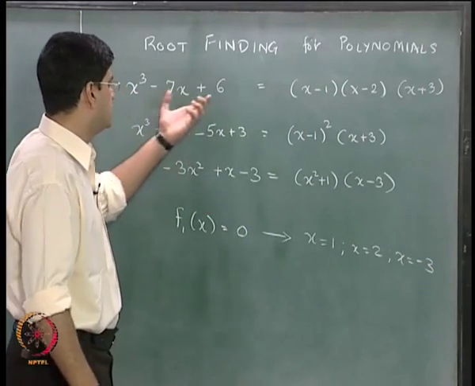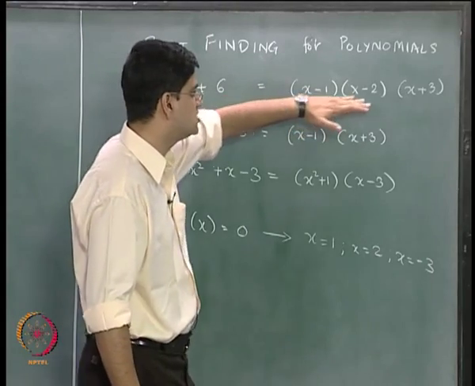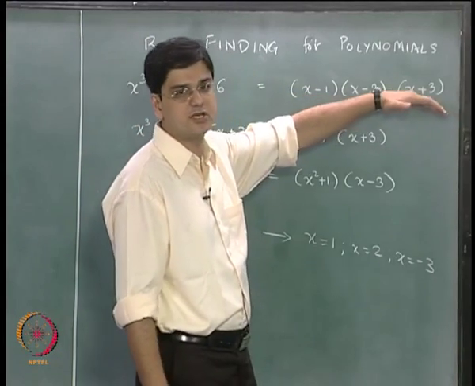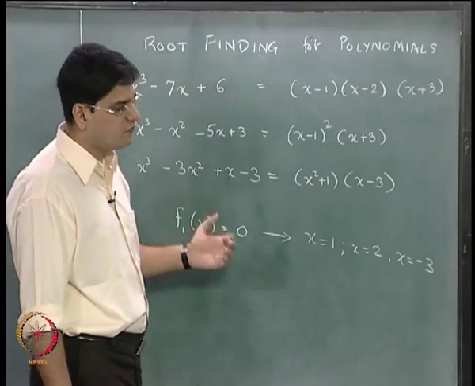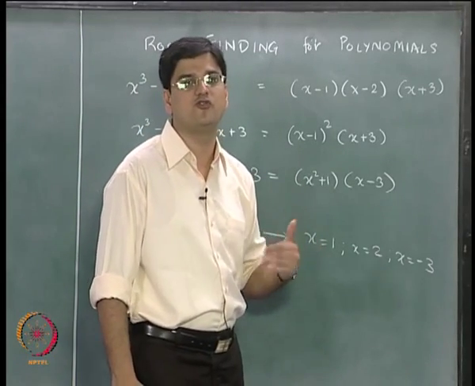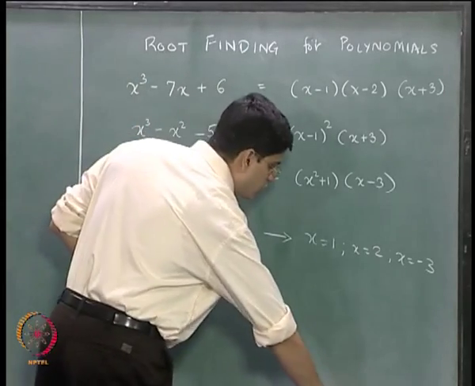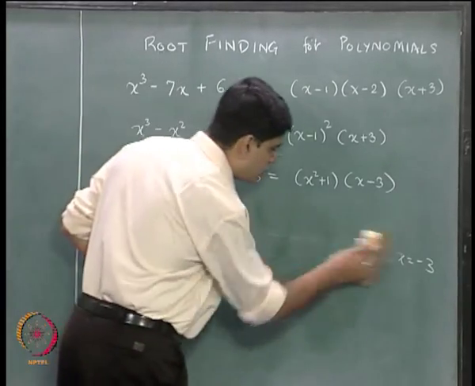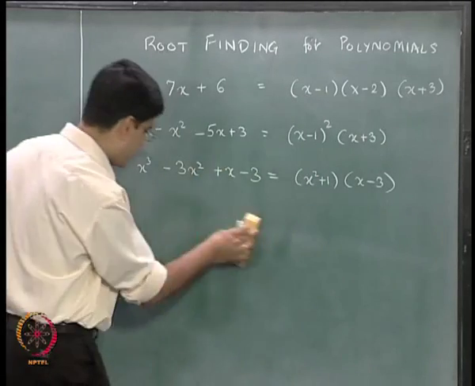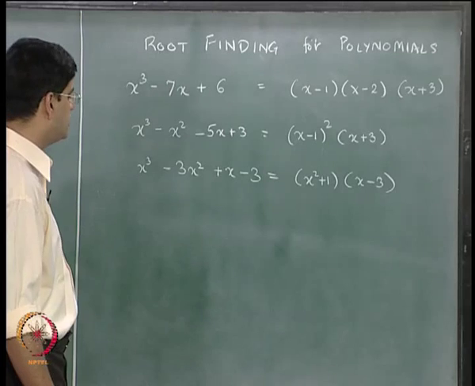This is going to become 0 when either this term or this term or this term becomes 0. The difference is, now given any arbitrary polynomial, what we want to do is find all the roots of that particular polynomial. What I have also listed over here are 2 other polynomials, again of the third order. So what are the roots of the 3 polynomials?